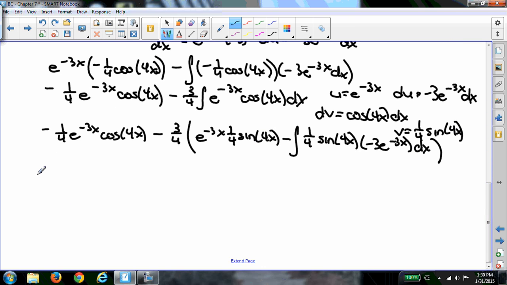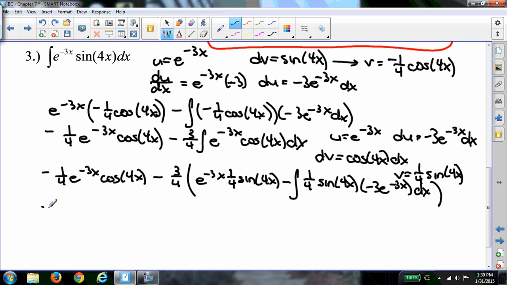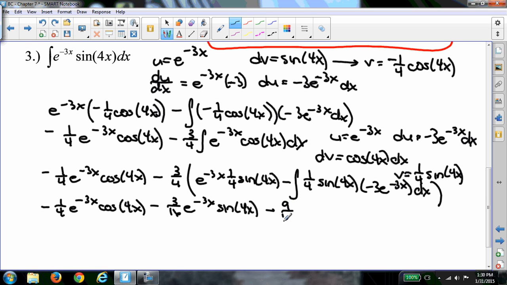And then again, I'm going to distribute this out. So we have a negative 1/4 e to the negative 3x cosine 4x. Distributing the next term, I have minus 3/16 e to the negative 3x sine 4x. And then distributing the last term, I have 3 minus signs. So minus the integral of 9/16, because I have a 1/4, a 3, and a 3/4, integral of e to the negative 3x sine 4x dx.